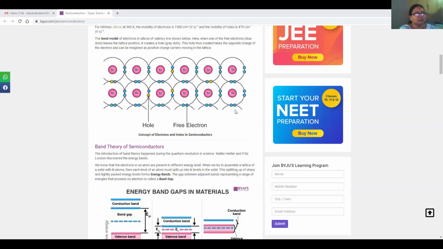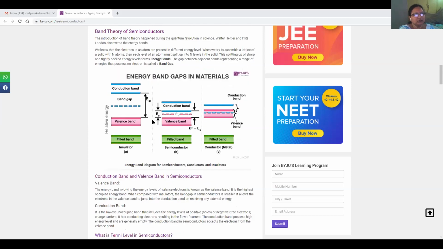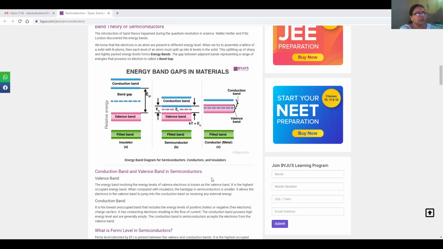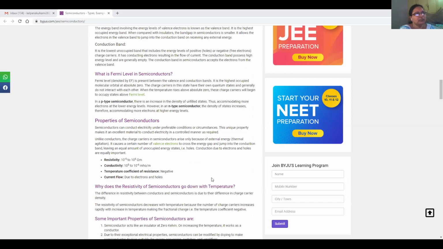So we have this band theory of semiconductors. Where you know that the band gap of an insulator is very high, whereas of a conductor is very less, whereas semiconductors is in between. Right? So next coming to the properties of semiconductors.